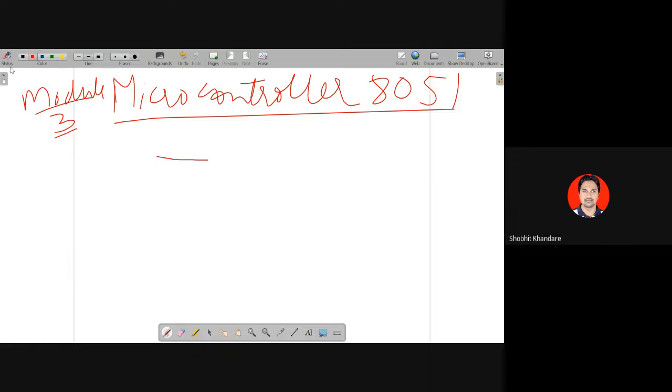Can anyone of you tell me which architecture 8051 follows? Is it von Neumann or Harvard? Harvard. Yes, it follows the Harvard architecture. It means that your program memory as well as your data memory are separate. To access both these memories, you have a separate data bus, a separate address bus, and a separate control bus. The advantage of such an architecture is that the accessing time is reduced, because we can simultaneously access data memory as well as program memory.